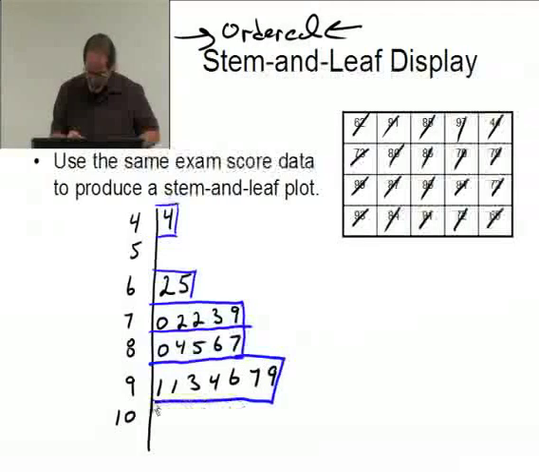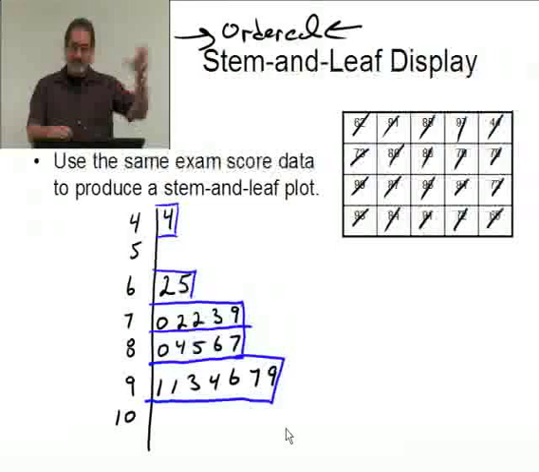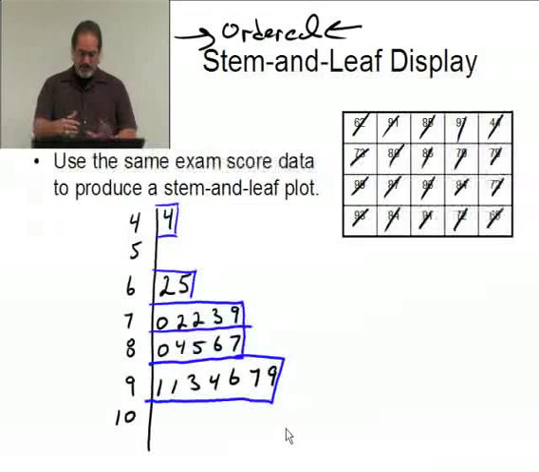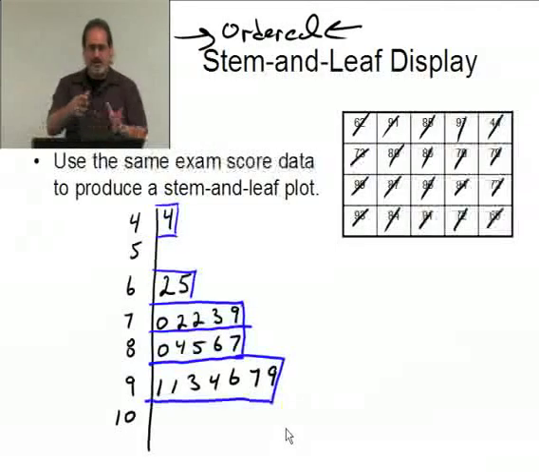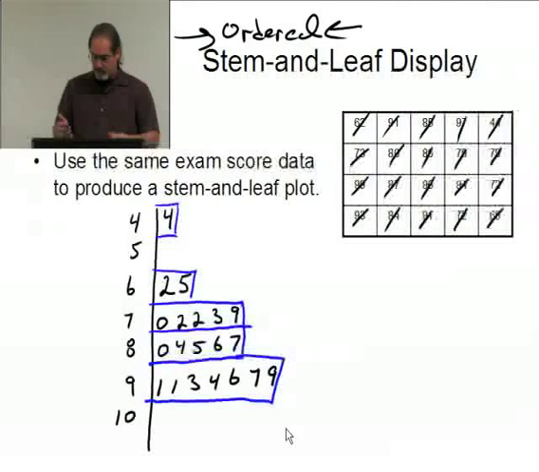There we go. Turn your head sideways. It's a poor man's histogram. That's a histogram we just got done doing in the previous example. So the stem and leaf display is actually a numerical type of histogram. Look at it. It's the same thing that we did.